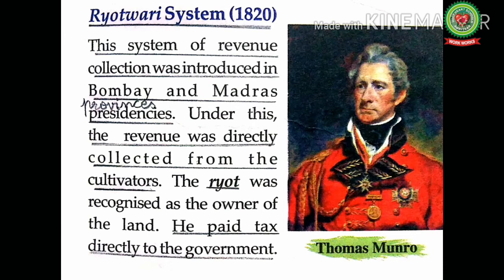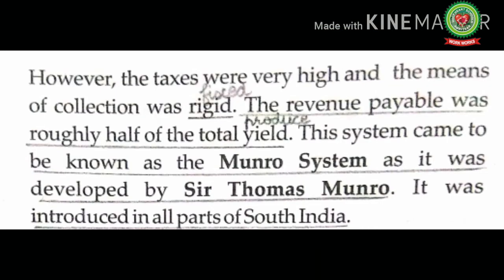But later on, the Rayotwari system was improvised by Thomas Monroe in 1820, and it was initially started in Bombay and Madras, and after that, this system was gradually extended all over South India. Under this system, the government directly collected the tax from the farmers, and the Indian farmer was considered the owner of the land. However, the taxes were very high and the means of collection was rigid.